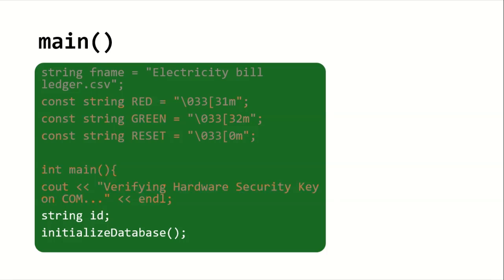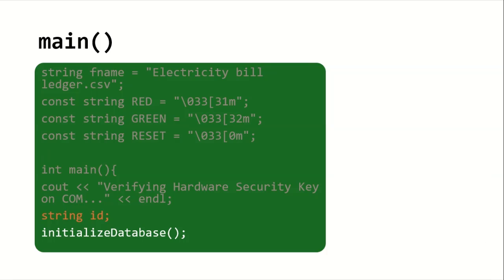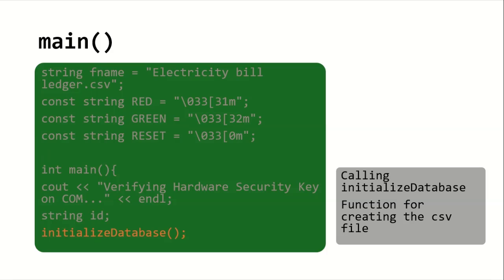So our first thing is we print "verifying hardware security key on COM port". This is the first thing that will be printed. Then we make an ID string variable for storing the ID, and the first thing that runs is the initialize database function. This is always the first thing that will run in our code. So we call the initialize database function to create the CSV file or check if the CSV file is already present or editable.